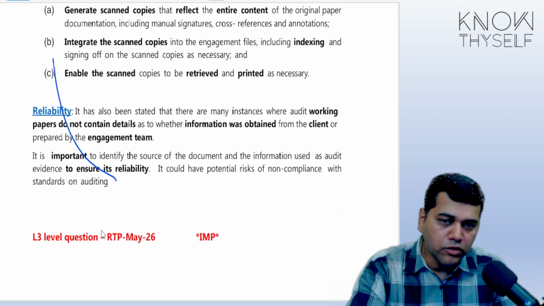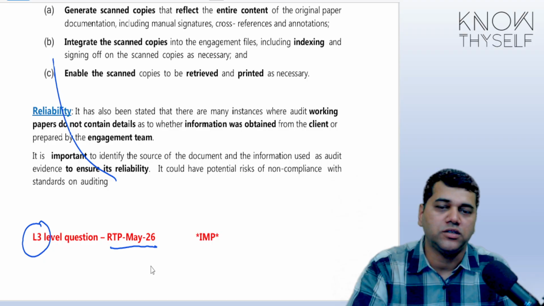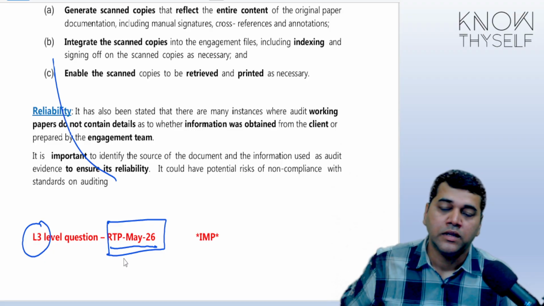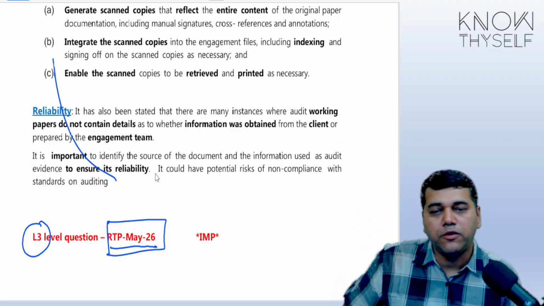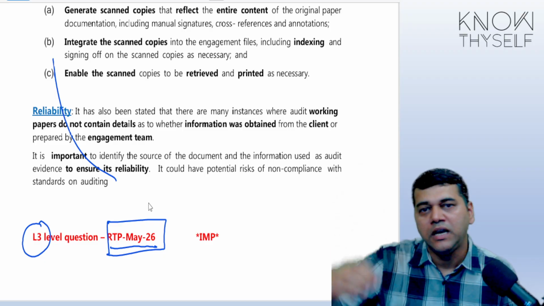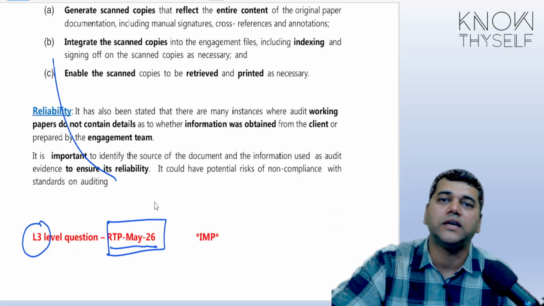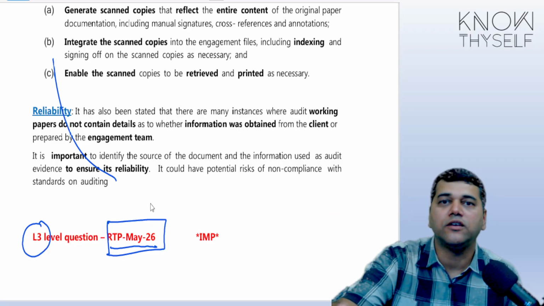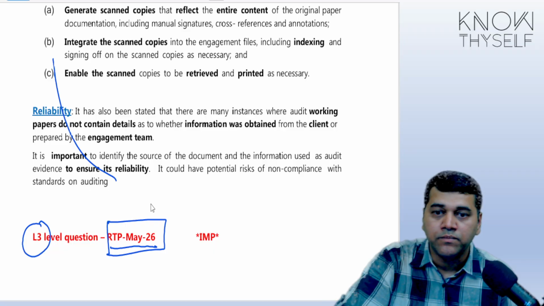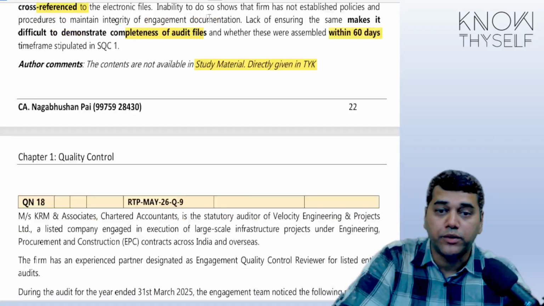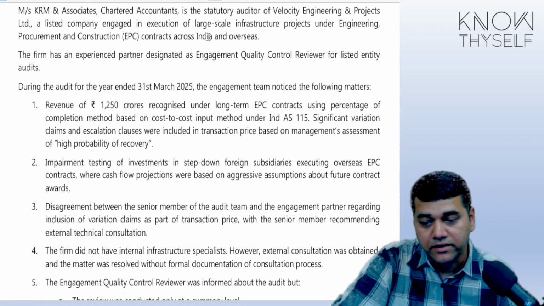Okay, now we will go to one more question, which I will call a level 3 question, which has been added in the RTP of May 26. Always note, till now we have been discussing only level 2 questions. Monitoring and leadership was added. Then they used to ask questions about your ethical requirements, or they were asking questions on EQCR. Now what is this level 3? Let us see this RTP May 26 question which has been added recently.